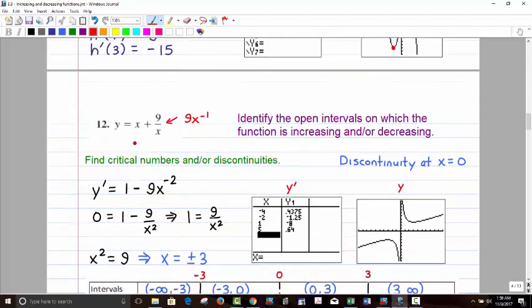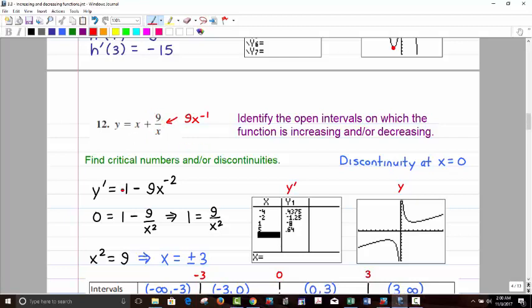So how about this function here? Y equals x plus 9 over x, which I'm just rewriting as 9x to the negative 1 just for derivative purposes. No point in doing a quotient rule when you can just bring it up and do a power rule. Critical numbers and discontinuities. Well, right off the bat, we have a discontinuity at 0, because 0 would cause that 9 divided by 0, so that's no good.